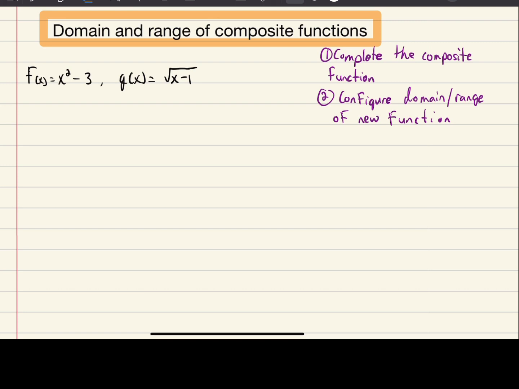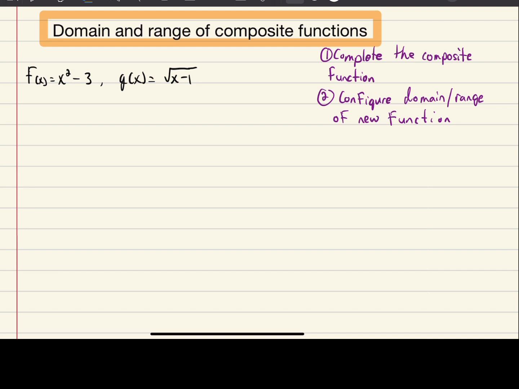So let's say we're asked to describe the domain and range of composite functions. We're going to follow a similar suit to how we were solving them previously, which is we're going to complete the composite function. And once we have that composite function and we understand what kind of function it is, meaning does it fall into the quadratic category, or is it a general root x kind of equation, then we can figure out the domain and range of the new function.